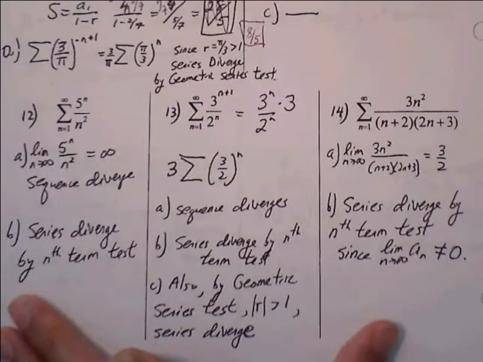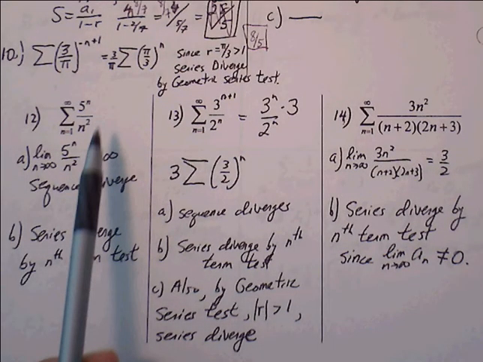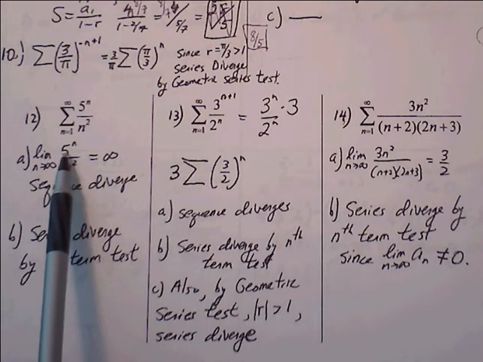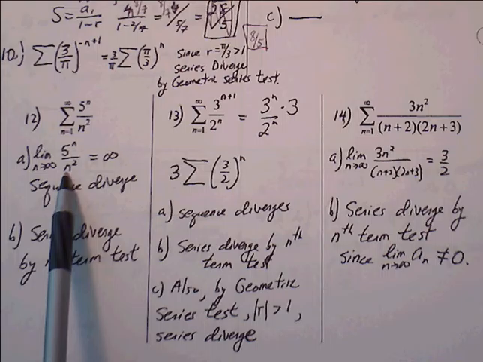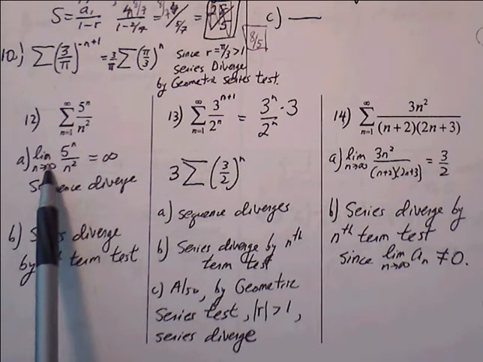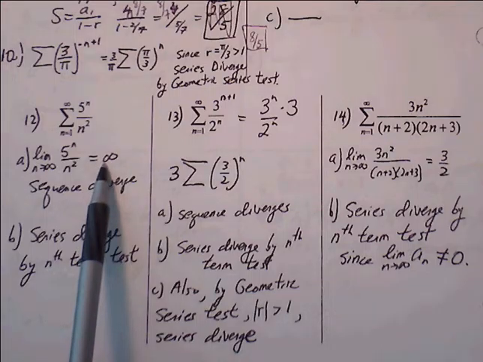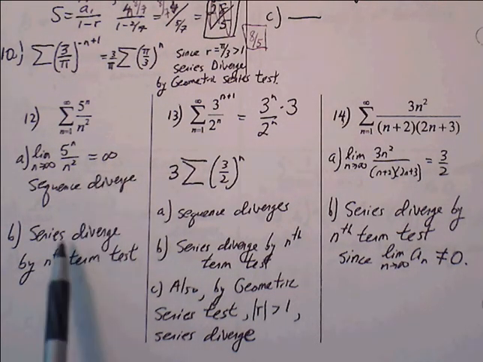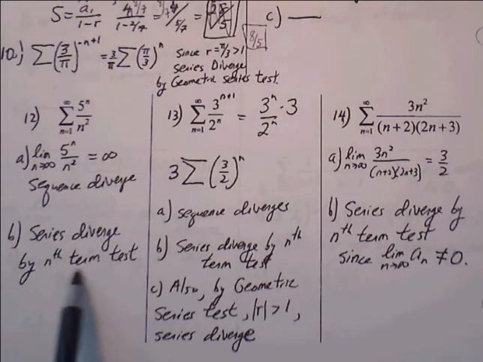Okay, number 12, 5 to the n over n squared. Going through comparative growth rates, we have exponential over polynomial. The exponential will grow at a faster rate than the polynomial as n approaches infinity. So we know the sequence will diverge. And if the sequence diverges, there's no chance that the series can converge. So the series will also diverge, and the reasoning here is by the nth term test.